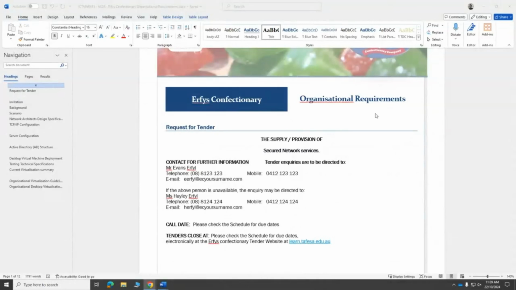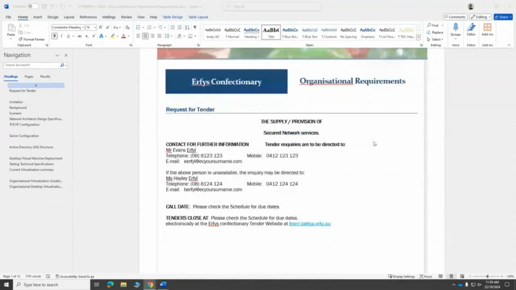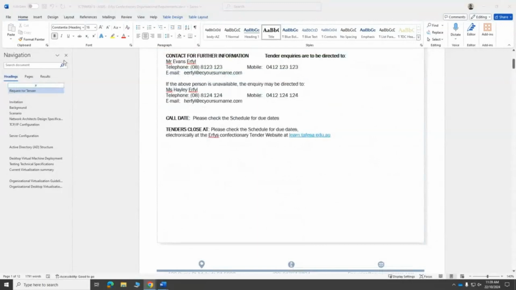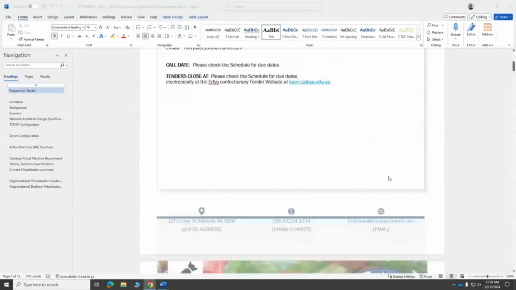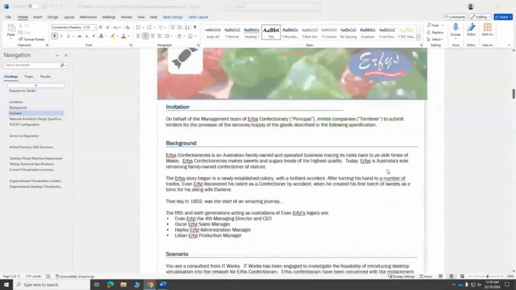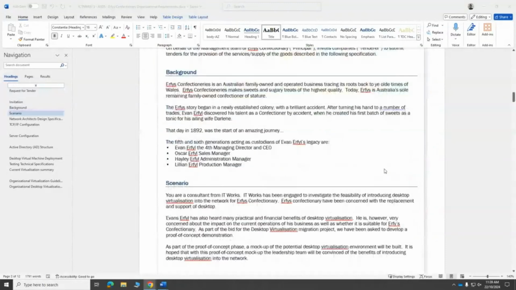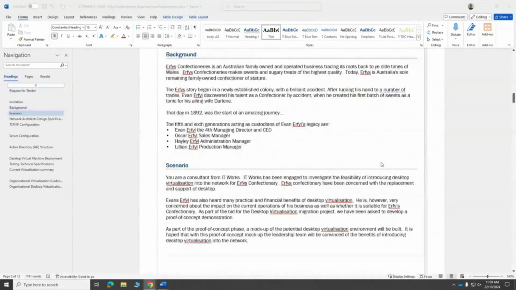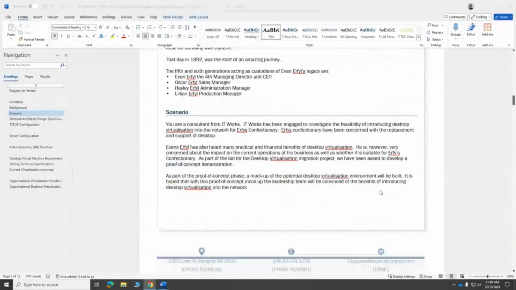Okay, so what we're saying is this is going to be a little bit easier than the previous one in the sense that it follows the same scenario. The background is pretty much exactly the same. You work for IT Works, but the company that's needing your help is Earthy's Confectionery.